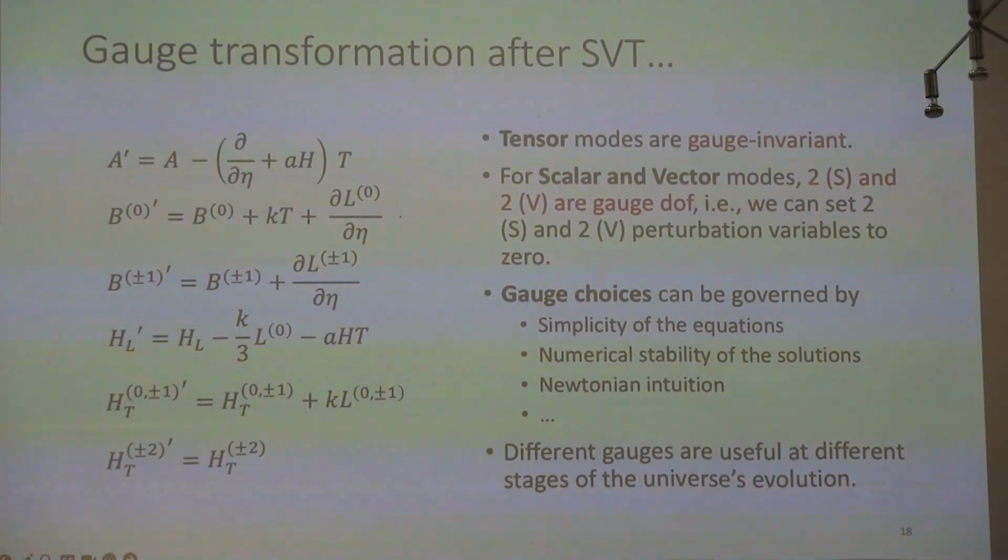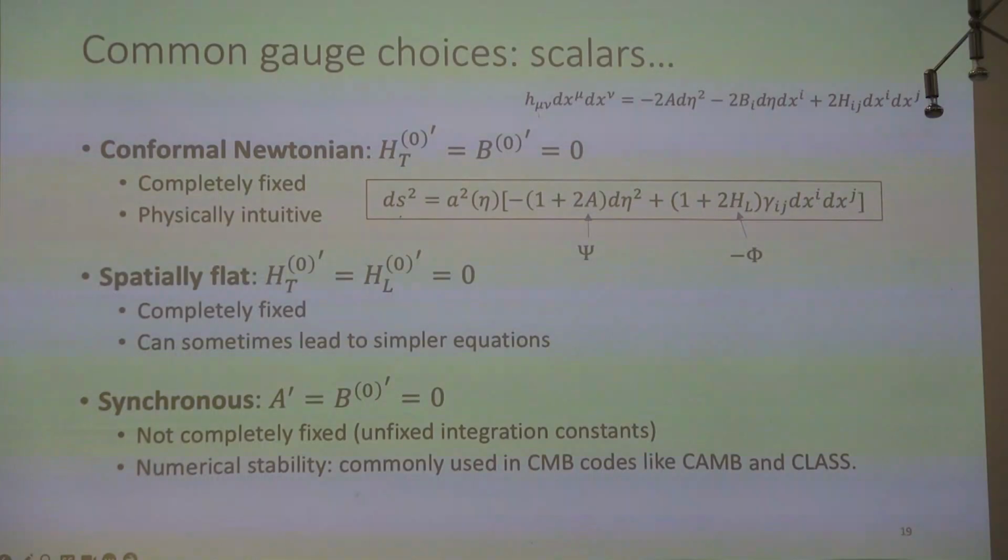So just a few choices of gauges that people often use. One is called the conformal Newtonian gauge. Essentially the idea here is that you choose HT naught and HB naught to be zero. And in fact, I should really do this on the board.